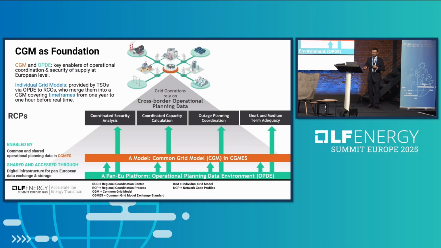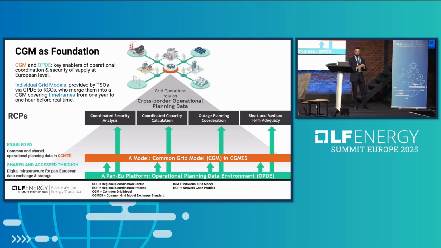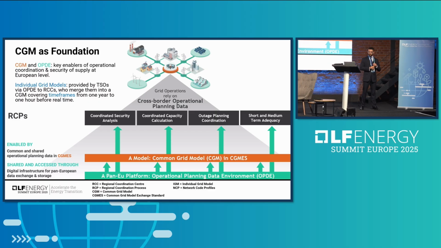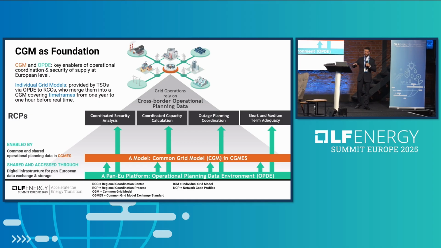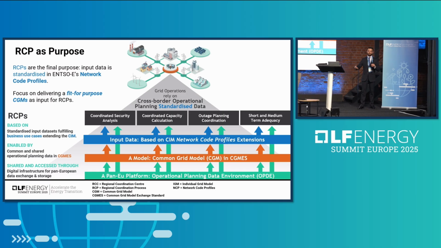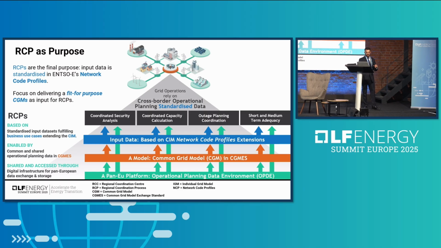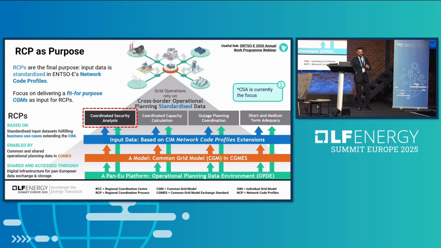The CGM is the foundation, as I said. TSOs send their individual grid models into a common platform called the Operational Planning Data Environment, OPDE, and from there, RCCs are able to merge these individual grid models into a CGM. But that's not the purpose. The purpose is to fulfill the other RCPs, the regional coordination processes. That is, from the CGM, with some more input data, we should be able to deliver the coordinated security analysis, the CCC, OPC, and STA. We will focus today, as it is currently the focus of many TSOs, on the CSA implementation.